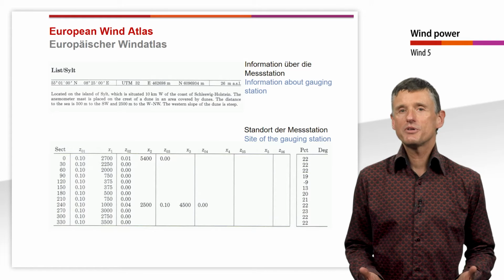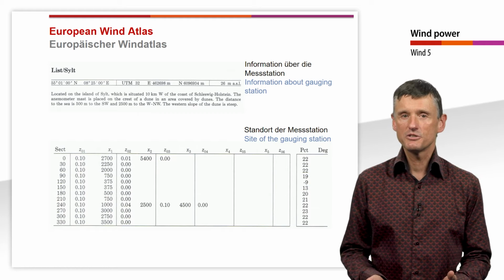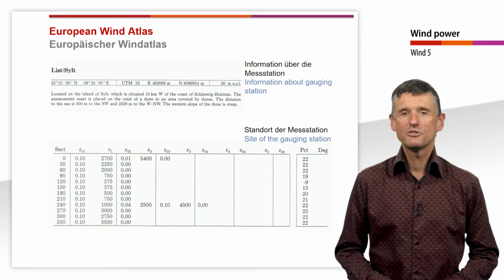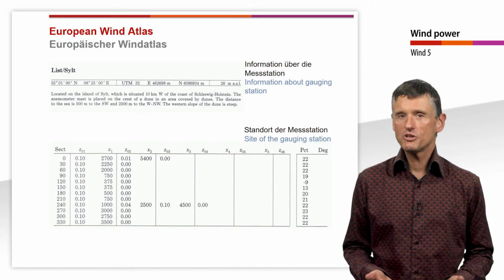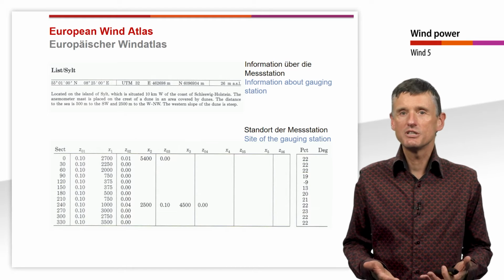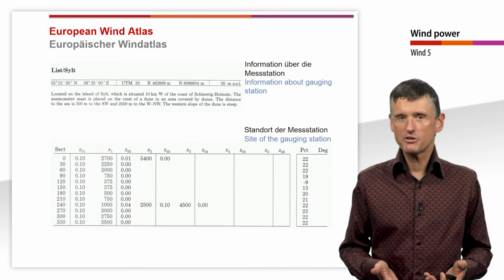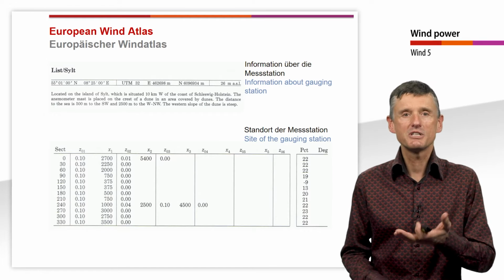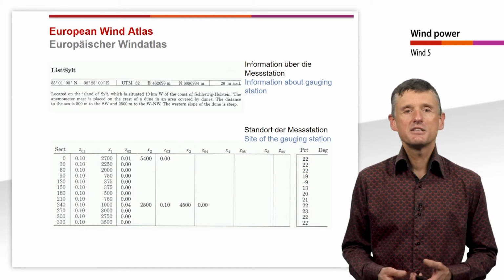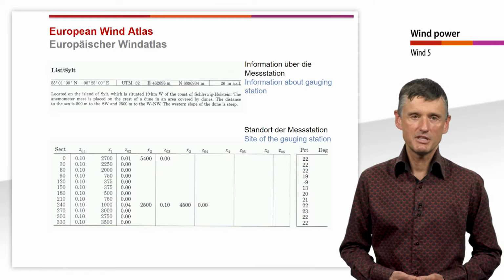Now we would like to have a look into this European Wind Atlas. On the first page, I just have taken the example of List, Sylt, a German island in the North Sea. The first part is just a description of the measurement station itself. There we get the location parameters, how high it is above sea level, and so on. And the table below describes the site of the measurement station.